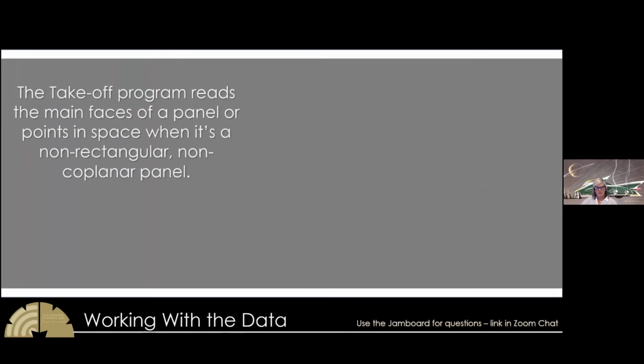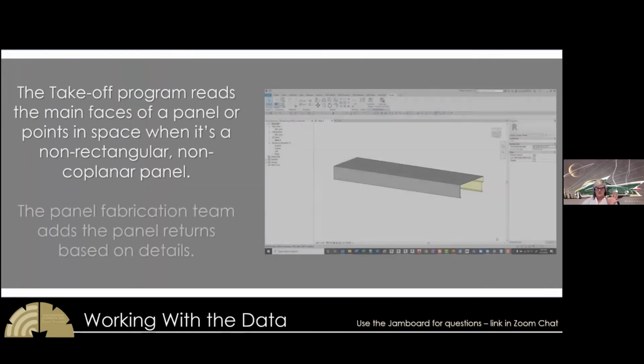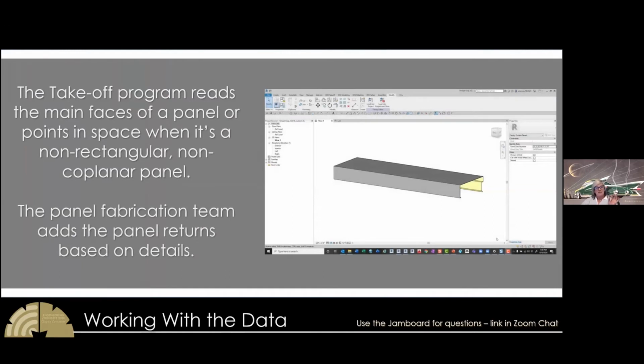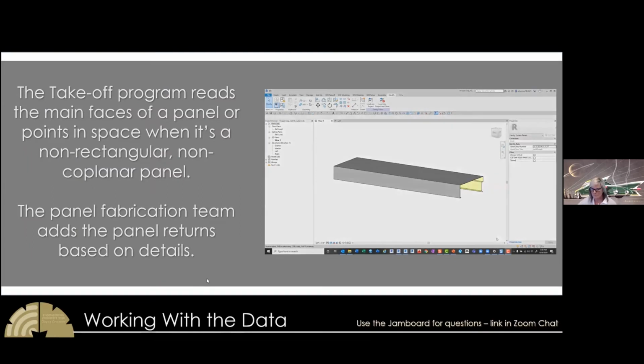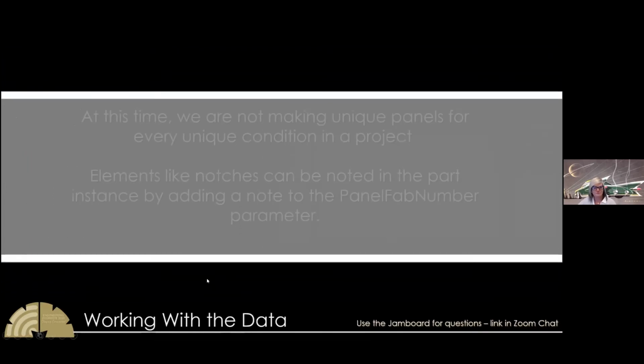So the takeoff program reads the main faces of a panel or points in space when it's non-rectangular, and the panel fab team adds the panel returns based on the details when it gets to their phase. So those surfaces there, we want the takeoff program to read. All the little tabs we don't necessarily care about. On the back side of this parapet cap, we've got even the drip leg, I'm leaving it in there for now. But we don't have to worry about the ends.